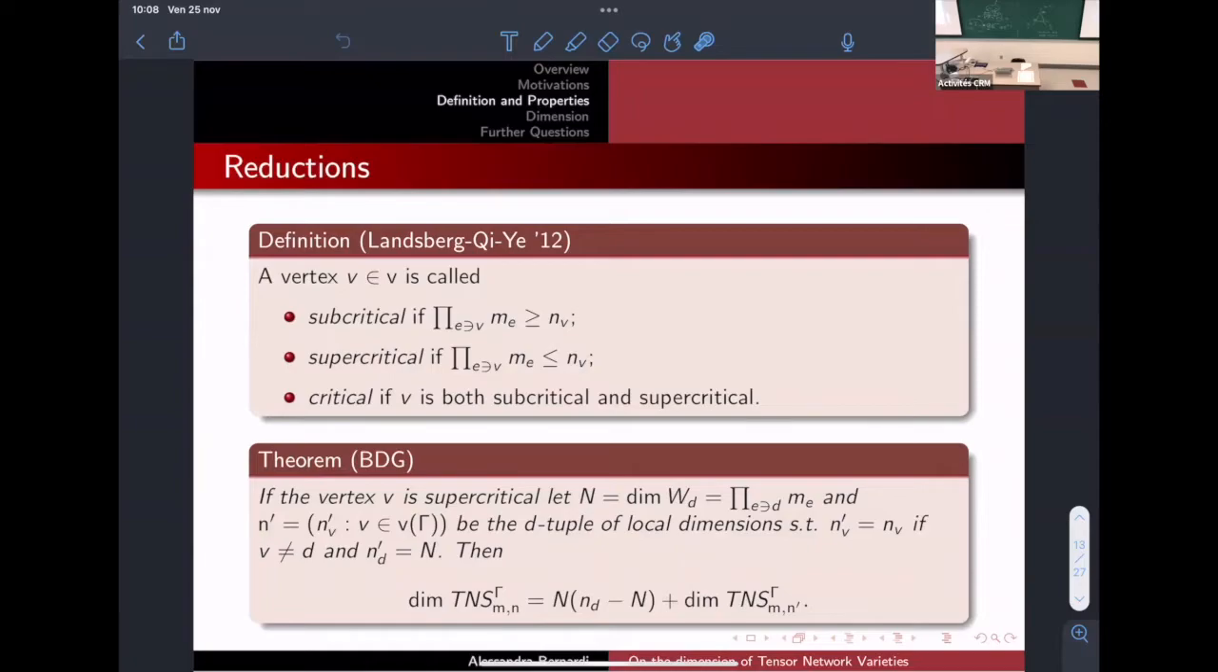So it's sufficient that you compute all these cases, because you have to add only this number here. This is the difference between being critical and supercritical. So that is essentially the dimension of the Grassmannian, sort of. Right. Exactly.